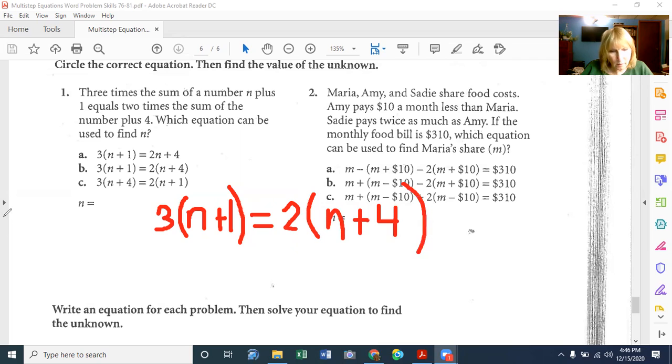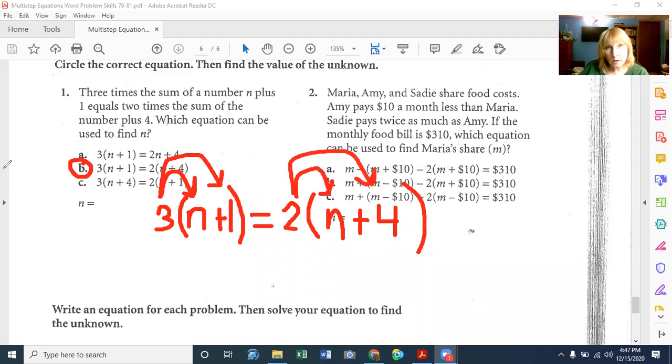So let's see which one that matches. Well, that matches B, right? And then the next step then would be to use our distributive property and to solve for n. So I'm going to let you do that part at home now. I've shown you a couple examples. You're going to be multiplying the 3 there. You multiply the 3 there, distribute before you even solve. You're going to do the same on the right side. 2 times n and 2 times 4. And then manipulate your equation to get n by itself and to solve for n.